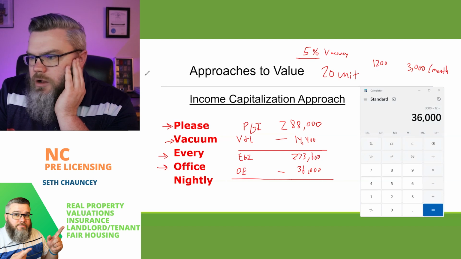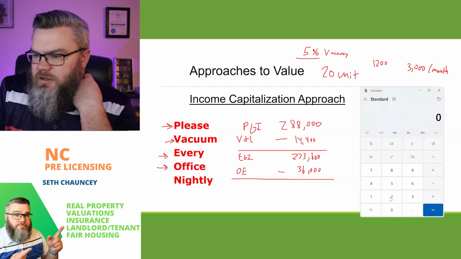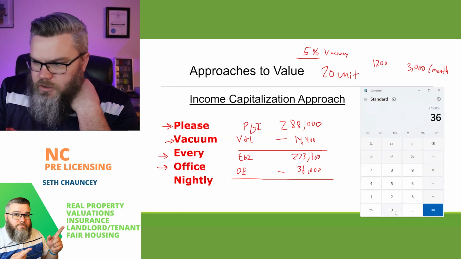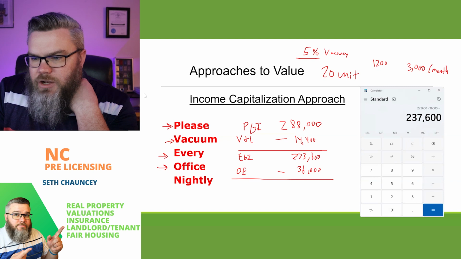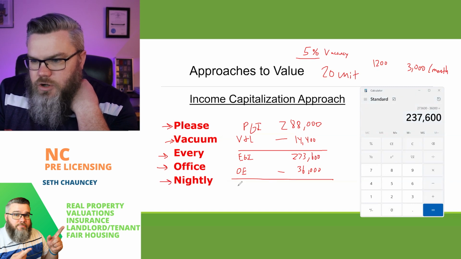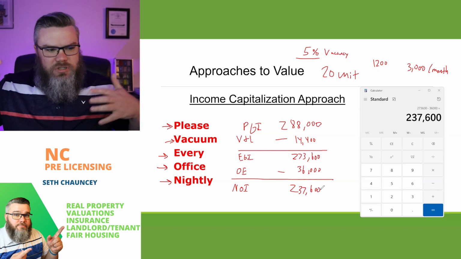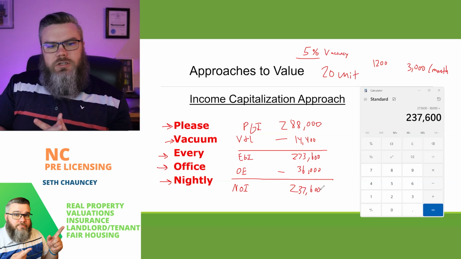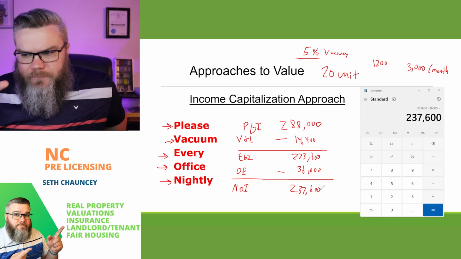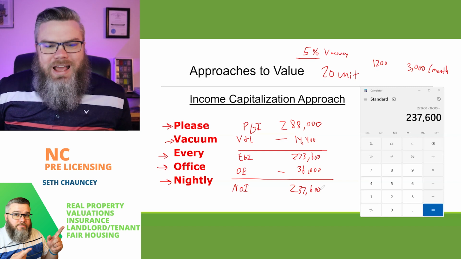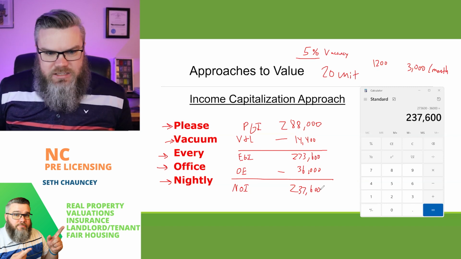So when you subtract out your operating expenses from your effective gross income, 273,600 minus 36,000, you are left with this magic number. That is your N right here. It is called your net operating income, or NOI. Folks, based on the numbers that I just gave you, which I just made up in my head so you can see how this works, what this means is you make $237,600 in passive income every year after expenses.